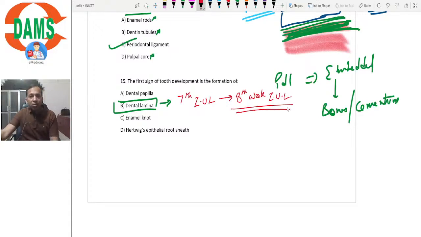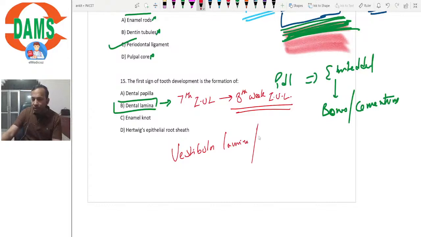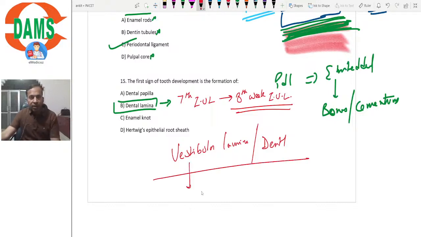Is it clear? So can you tell me which of the two forms first? Is it the vestibular lamina or the dental lamina? The vestibular lamina is the first to form, right? The vestibular lamina is the first to form. It forms at around 7th week, and dental lamina forms at around 8th week. Clear?